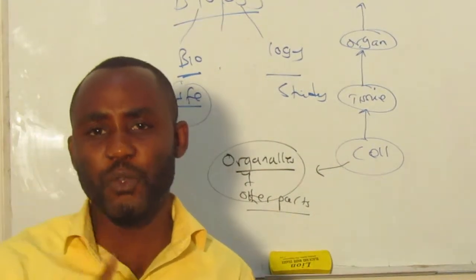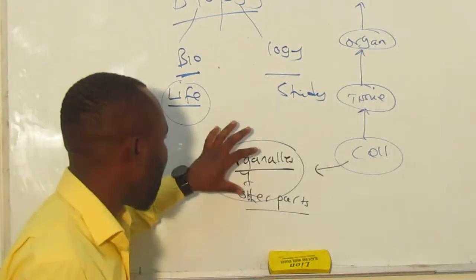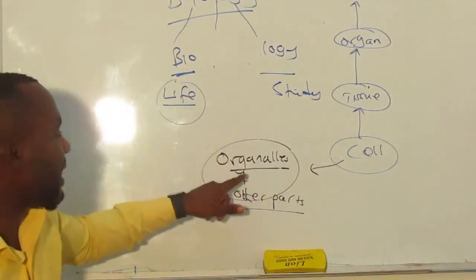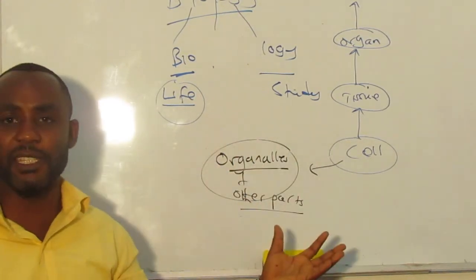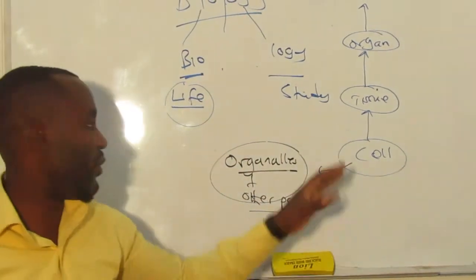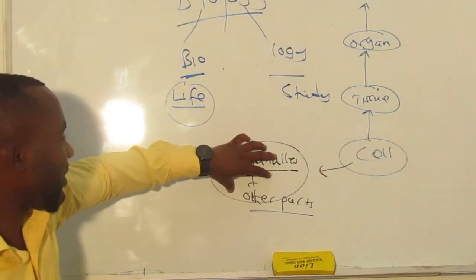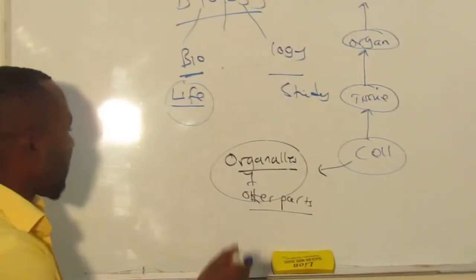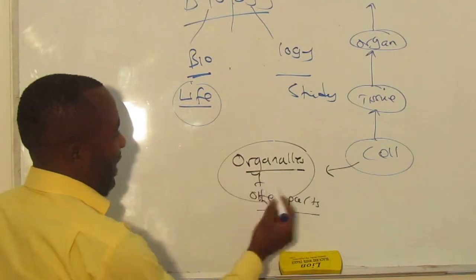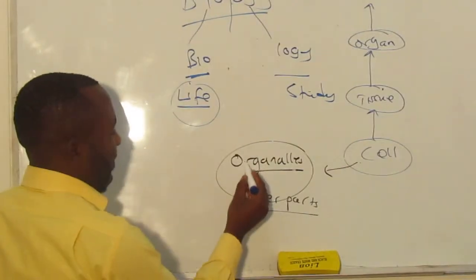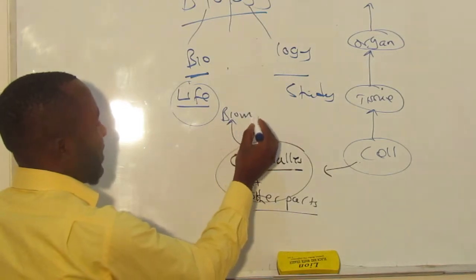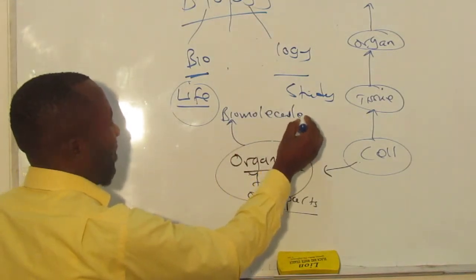So whenever we consume those nutrients, they enter the cell so that they can be broken down in order to produce energy. So nutrients enter the cell so that they can be broken down to produce energy. So if we try to go back a little bit from organelle, from cell to organelle, we shall go to what is called biomolecules. What are these biomolecules?